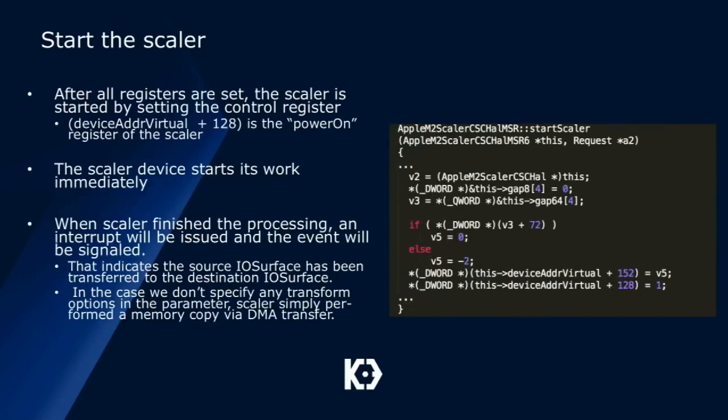The final thing is to start the scaler. This is very easy. You just need to set 1, which indicates the power-on option, at the offset 1 to 8. After you set that value to 1, the scaler device starts working immediately. And the final thing is for the kernel to wait for that device to finish working and issue an interrupt event to indicate this has been done.